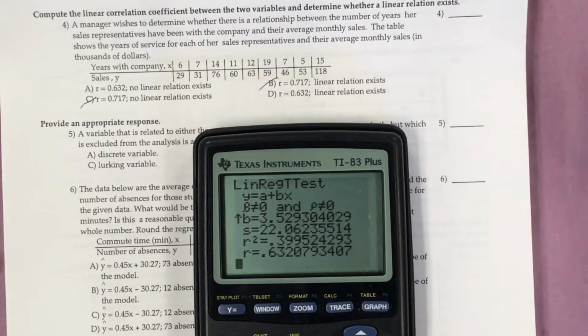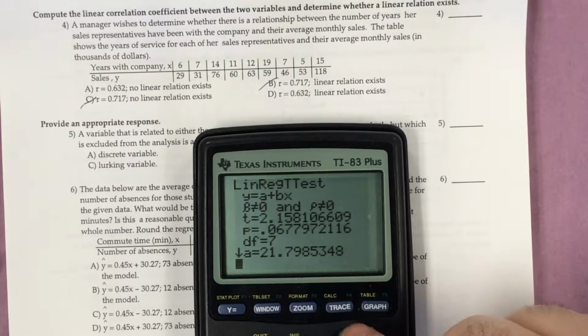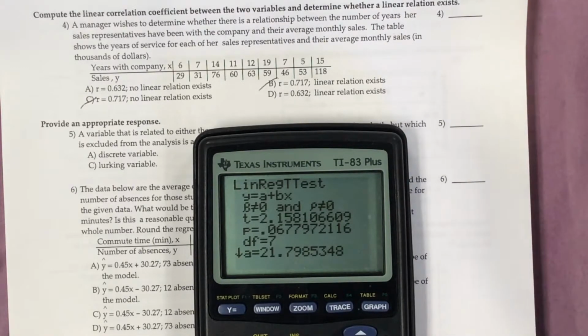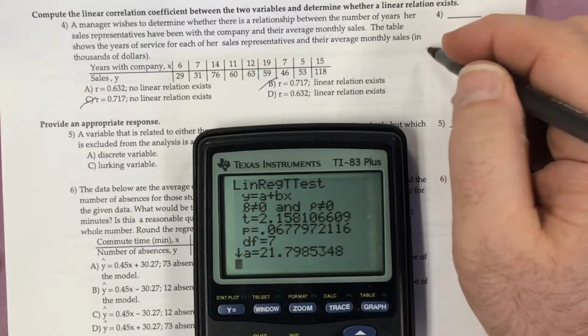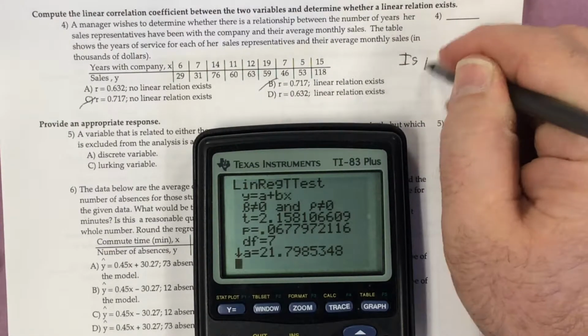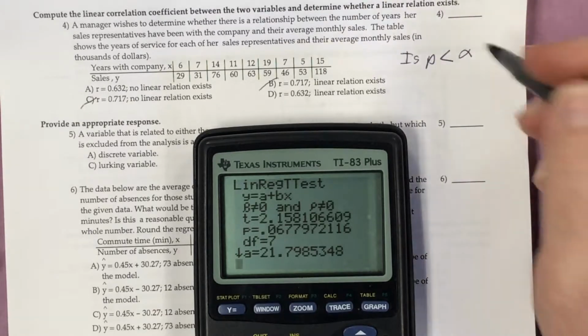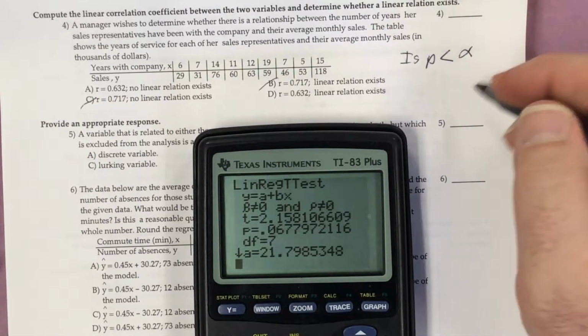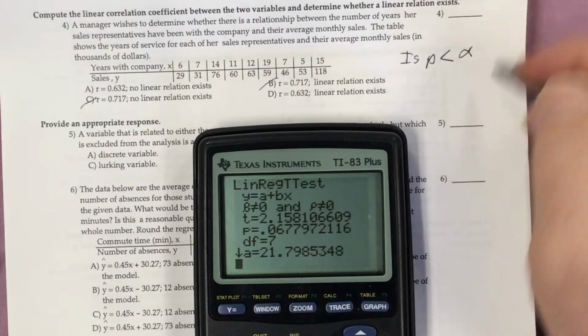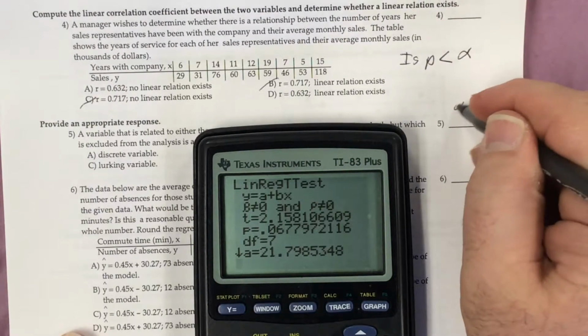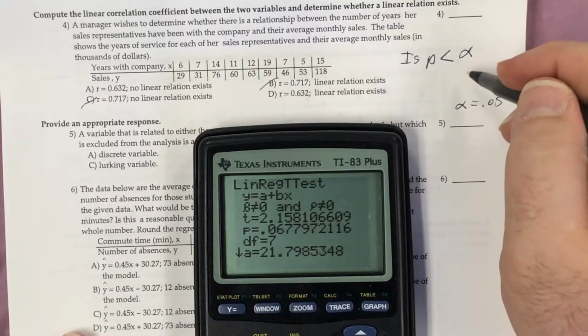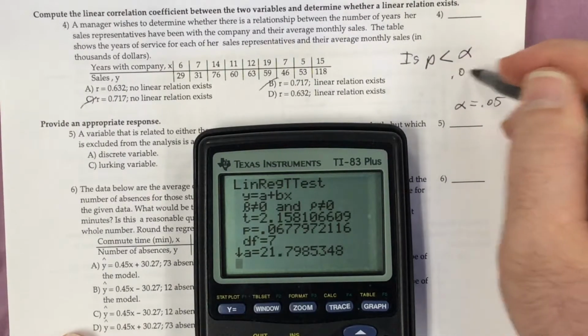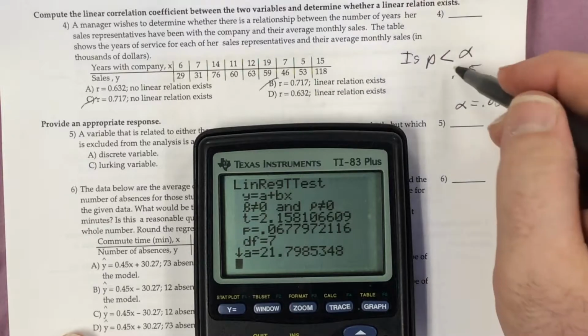But the second thing they're asking is if there is a linear relationship. If you wanted to determine a linear relationship with technology, okay, this may differ from what's in the book, but the question you can ask yourself is, is p less than alpha? In this case, you're probably familiar with some of the work with alpha around hypothesis testing. So the normal expectation for alpha to use in this case is where alpha is equal to 0.05. So we want to find the p-value to make that comparison.